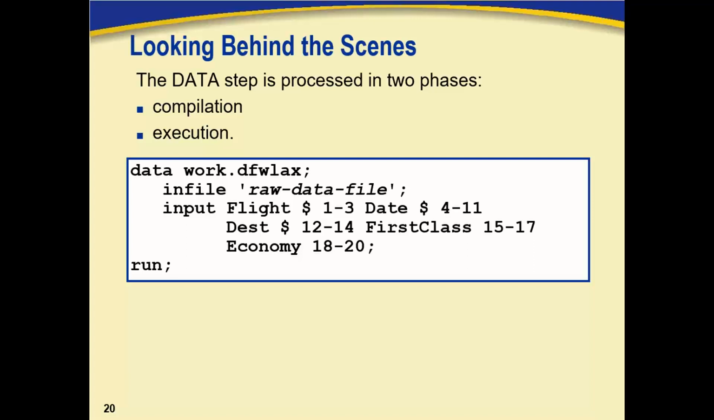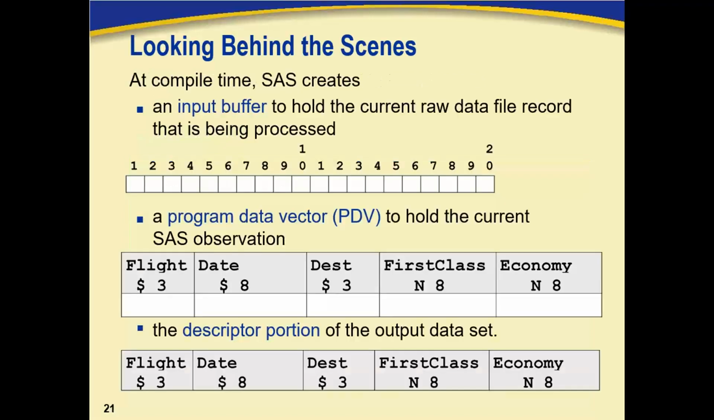The data step is processed in two phases. Once you submit the program, it is processed in two different phases in the back end. You cannot see these in the front end, but it uses a temporary space in processing. The first phase is the compilation phase, and the next one is the execution phase. Let's see what exactly happens in the compilation phase. In the compilation phase, SAS creates an input buffer.